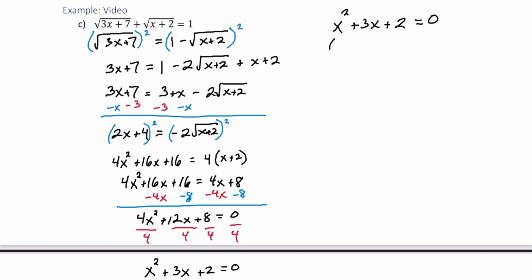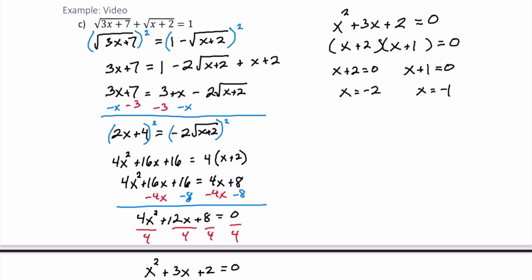At this point, we can factor. We want two numbers that multiply to 2 and add to 3. Those are 2 and 1. From here, we'll set each factor equal to 0. And we'll get x equals negative 2 and x equals negative 1. So it looks like we have two answers. But remember, whenever you square both sides like we did here, you can sometimes generate extraneous solutions. So we need to go through and check our answers.